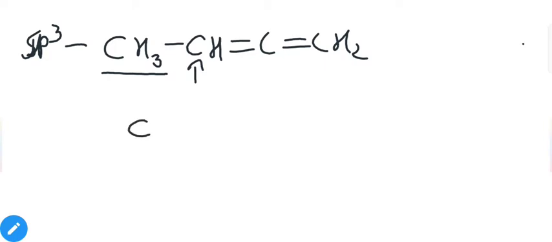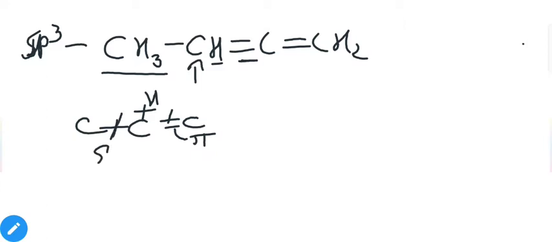So this carbon has one single bond with one carbon, one single bond with hydrogen, and then a double bond with the next carbon. So obviously it has 1, 2 and 3 sigma bonds, and the second bond will be a pi bond. So obviously this first bond, let us say it forms in an s orbital, this will form in a p orbital, and this third bond also forms in a p orbital. Okay, so we have sp2 hybridization of this carbon.